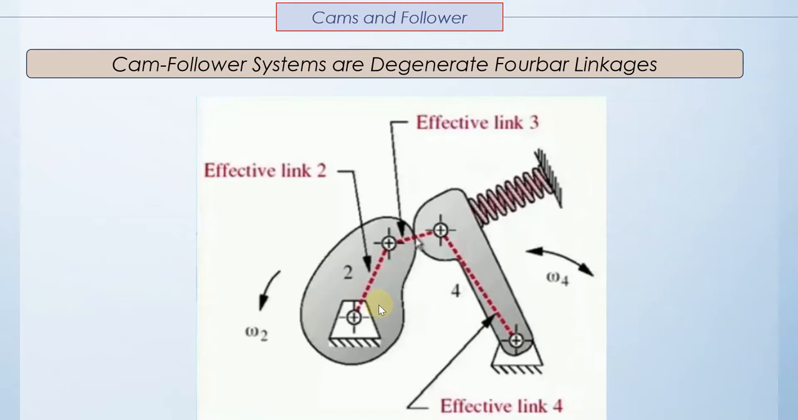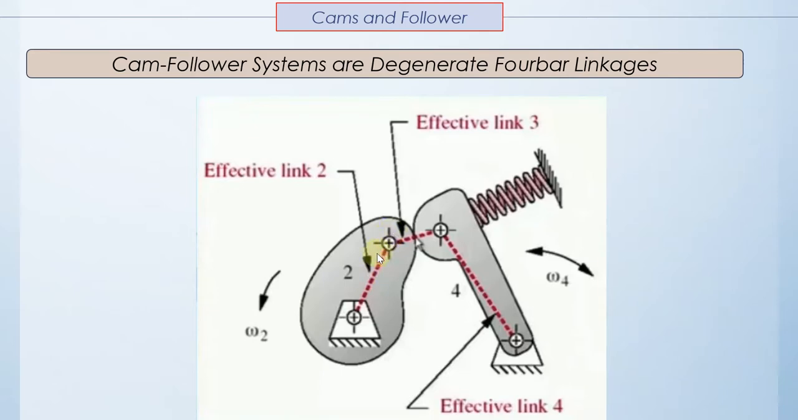Okay, so there is a sense of a fictitious link, because it's the line between the center of curvature of the cam and the follower. But as the cam turns, as mentioned before, the center of curvature will be moved. So we have a variable link 3.